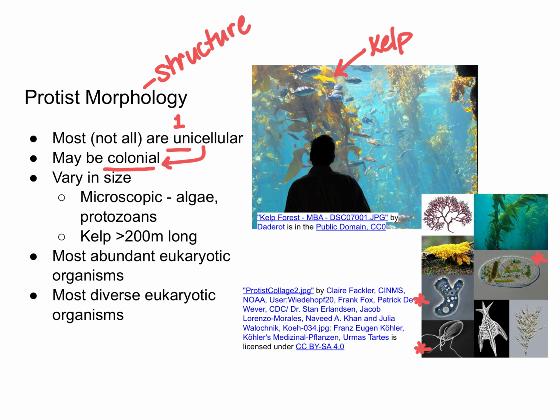Protists overall, they are the most abundant eukaryotic organisms, and they are the most diverse. So as we talk about the different types of protists, you're going to see that they vary in their structure, their function, and their ecological role. They're just all over the place.